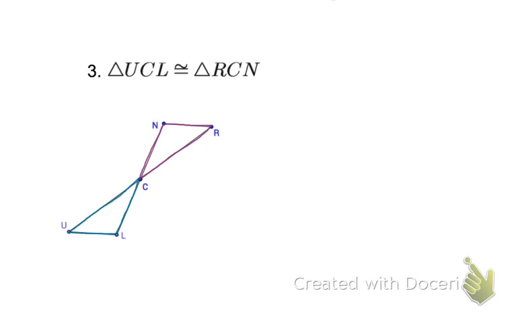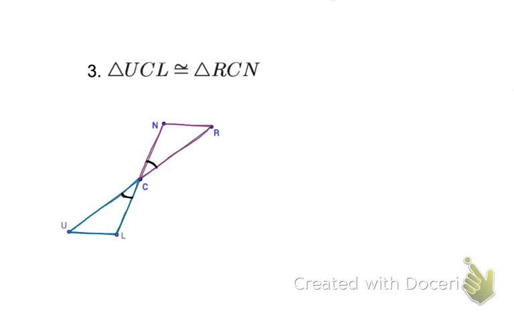For this problem, again, we have two triangles, triangle UCL, which is highlighted in blue, and that triangle is congruent to triangle RCN, which is the one that's highlighted in purple. Looking at this picture, I'm trying to look for a pair of vertical angles that's shared by both the blue triangle and the purple triangle. And you can see right in the middle, the two angles that are across from each other are this angle and this angle. And since they're vertical angles, they're going to be congruent.